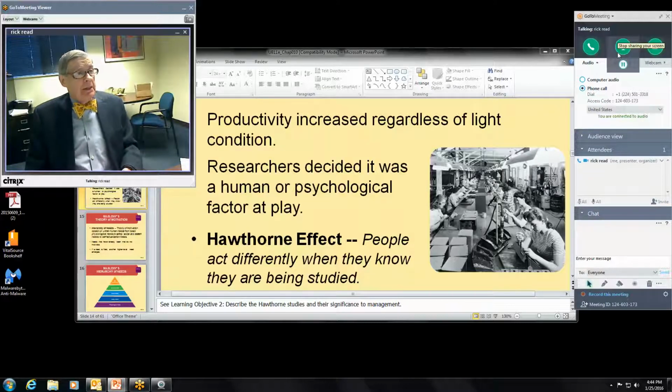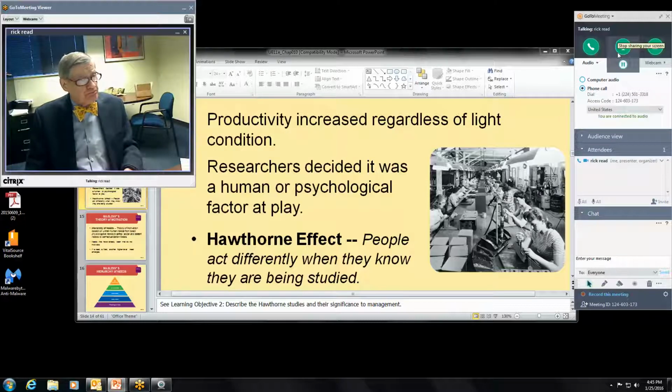it's known today as the Hawthorne effect. You can use Google or some other search engine to get a little bit more information than what we're going to cover tonight. It was research conducted by Elton Mayo, who was a Harvard professor, and his team. And the reason it's called the Hawthorne effect is because these experiments were carried out at the Western Electric plant in Hawthorne, Illinois.